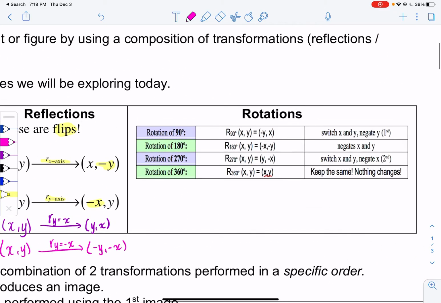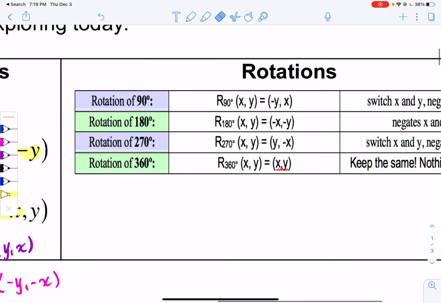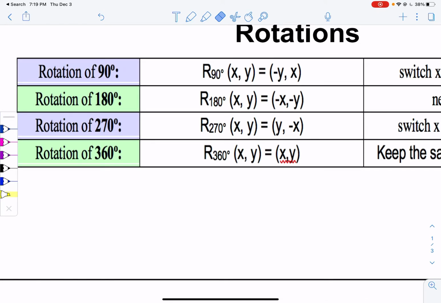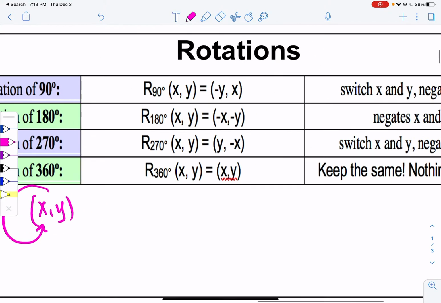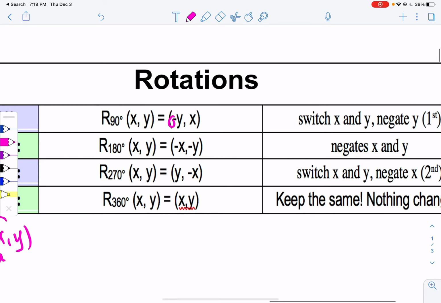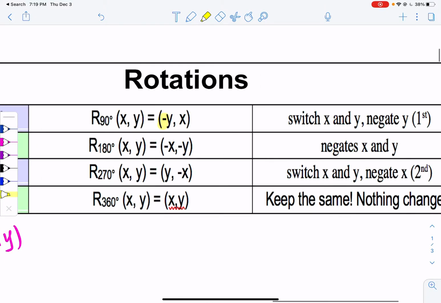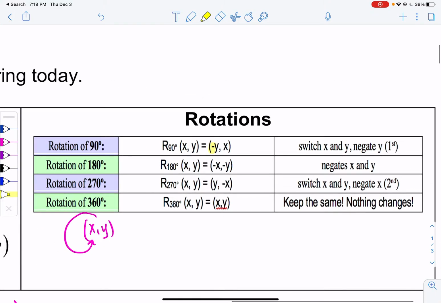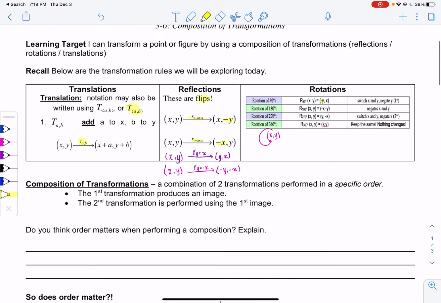And then our final area, we have a rotation of 90, a rotation of 180, a rotation of 270, and a rotation of 360. The rotation of 360 is the easiest one to remember because you're just going full circle. So when I'm going full circle, if I'm starting at x, y, I'm going to end at x, y. When I do a rotation of 90, I switch my x and y and I negate my first value. When I do a rotation of 180, I keep the order the same. I just make them both opposite. So I negate my x and y values. When I do a rotation of 270, I switch my x and y and then I negate the second value. And these you do have to memorize.